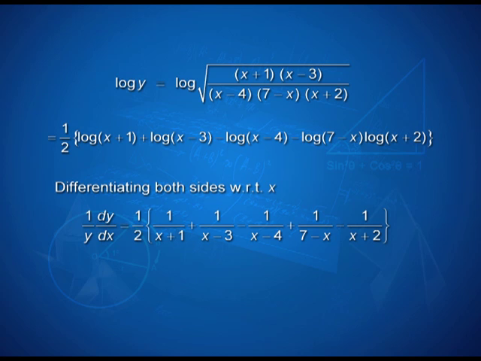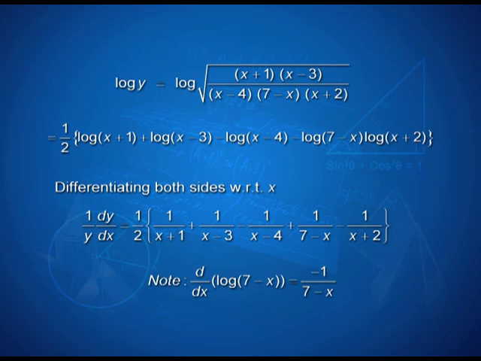Now, where did I get this plus from? Because I had log of 7 minus x. So, when I take the derivative, it will be 1 by 7 minus x into the coefficient of x, which is minus 1. And therefore, I get a positive sign there, minus 1 by x plus 2 as the derivative of log x minus 2. And your problem is done.